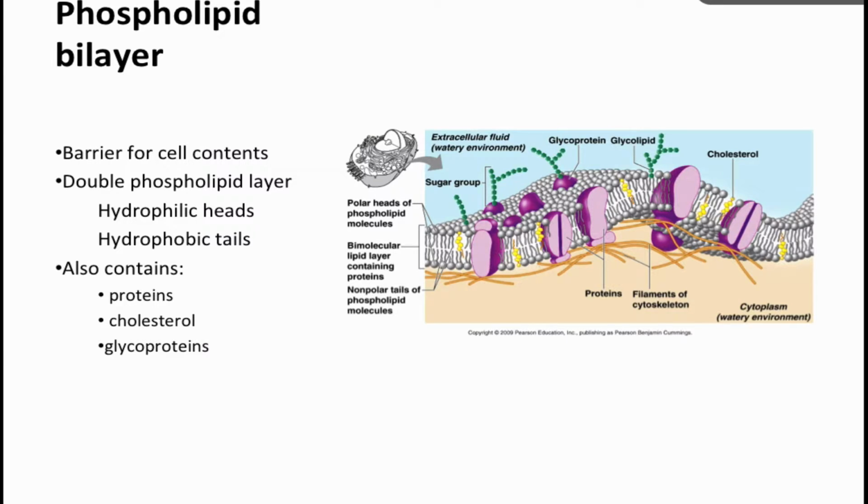Let's move on to the phospholipid bilayer. The phospholipid bilayer is a barrier for the cell's contents. It contains a double phospholipid bilayer. So this means it'll look something like this. You have your polar heads on one side, the hydrophobic tails on the inside, followed with another polar layer, which gives you a barrier from the inside versus the outside. Phospholipid bilayers also contain proteins, cholesterol, and glycoproteins.